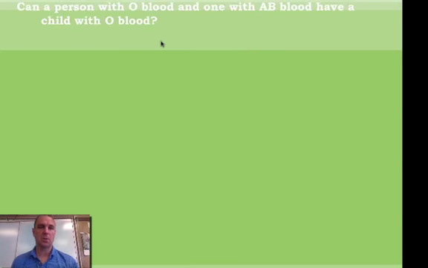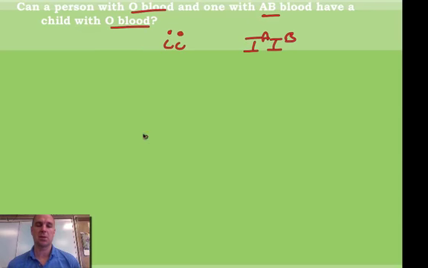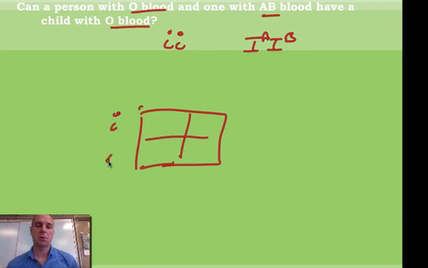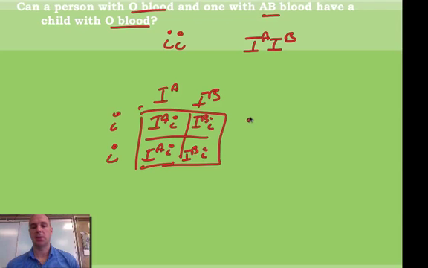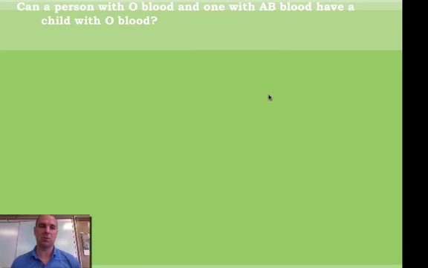Alright. Let's do one more. Can a person with O and one with AB have a child with O? Alright, so O blood would be little i, little i. AB would be capital IA, capital IB. I hope you can even look at this and tell. But if we did our Punnett square, put O on one side, AB on the other side, they would have a child with A, a child with A, a child with B, and a child with B. So can they have? Absolutely not. Now, this is a classic kind of question they'll ask you on the EOC, so make sure you remember the blood types. They won't give them to you.